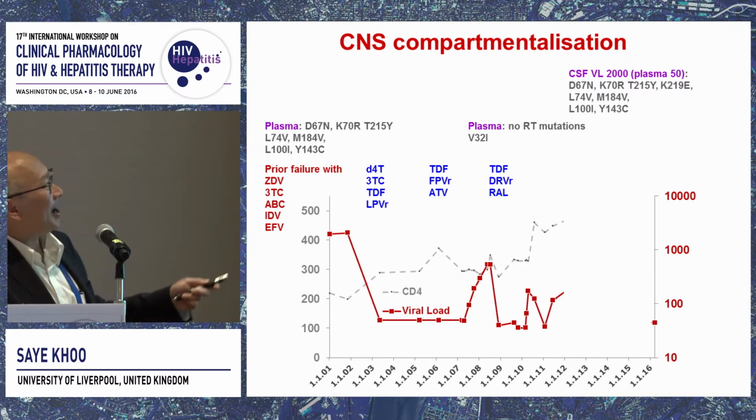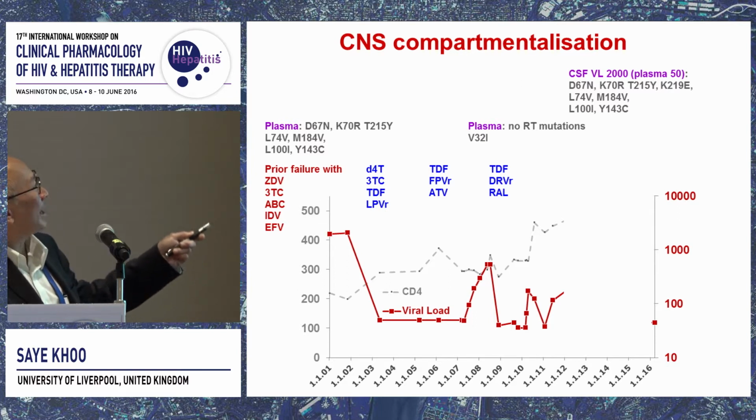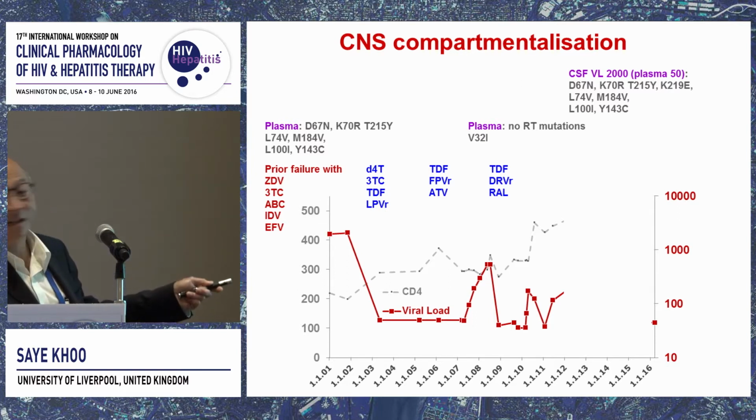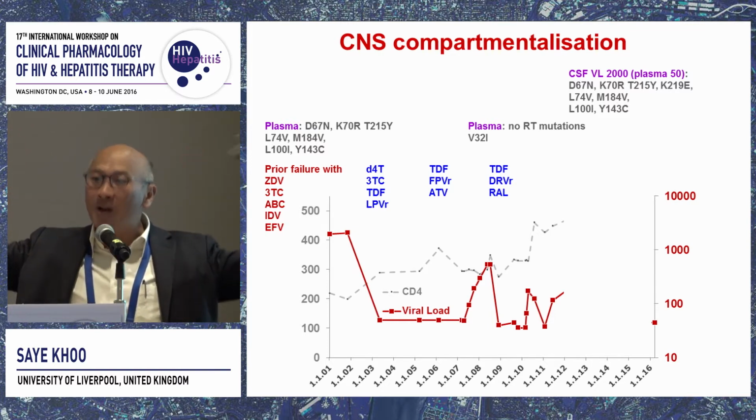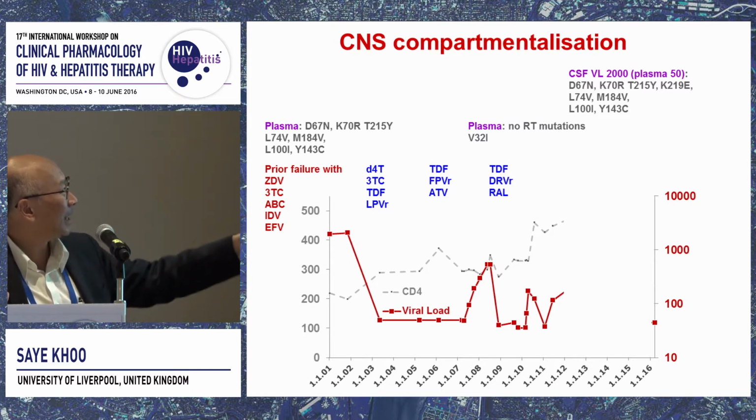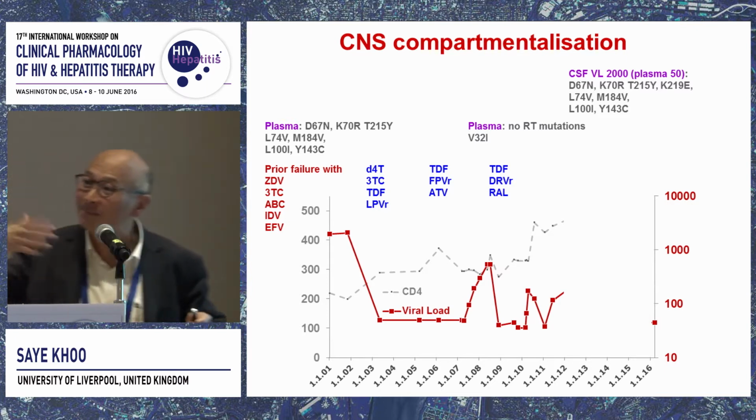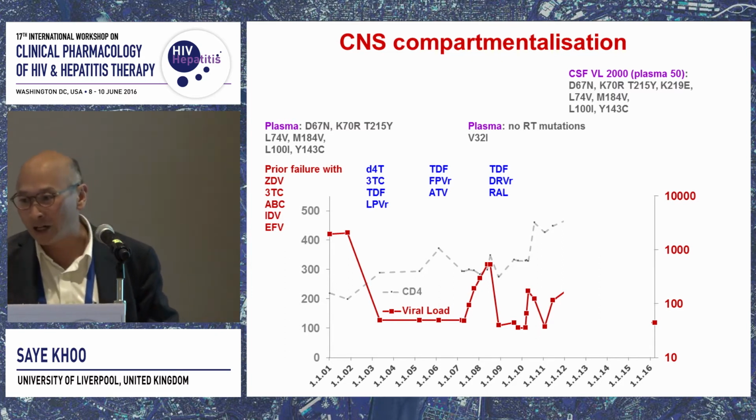So his CSF did not resemble his plasma resistance. This CSF almost exactly mimicked the virus that I thought I'd got rid of in 2001. So in 2001, this guy spread HIV all over his body. I drove the plasma HIV underground, but in his brain, this continued to replicate and continued to evolve. And so in that knowledge, we changed his treatment.